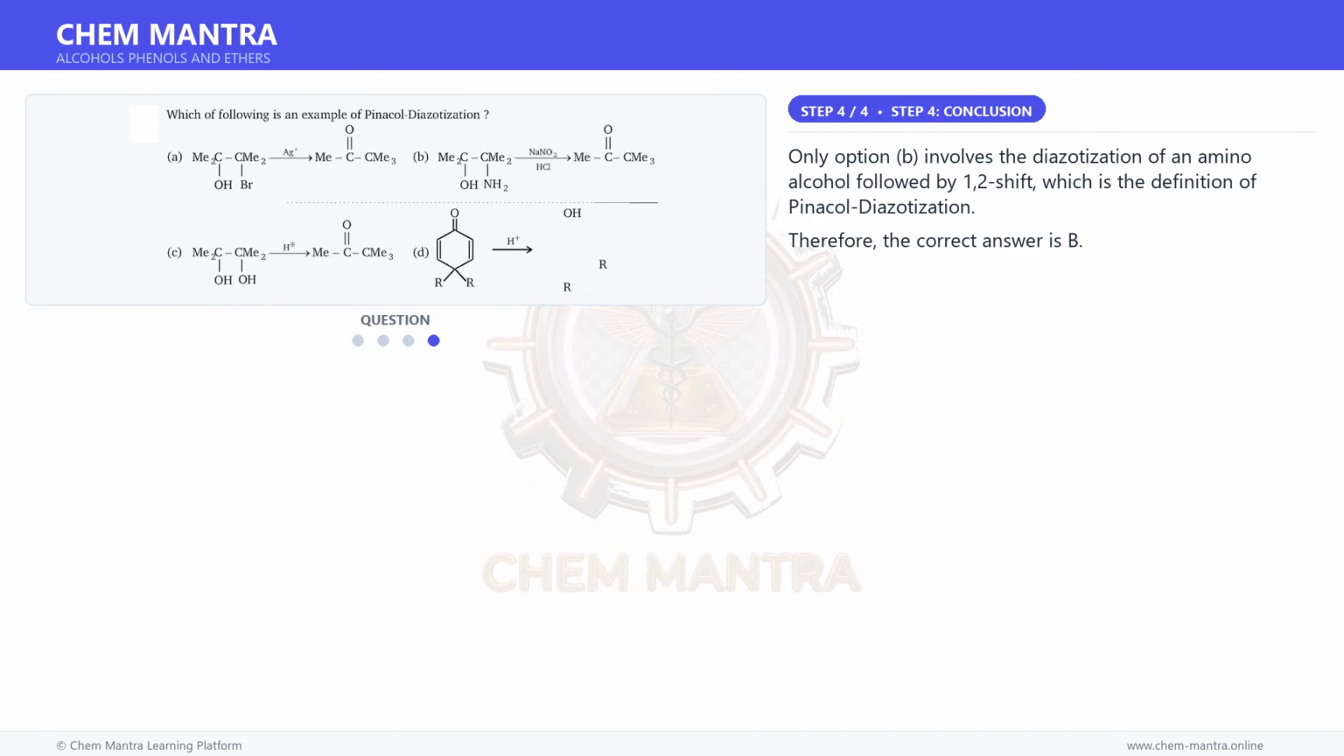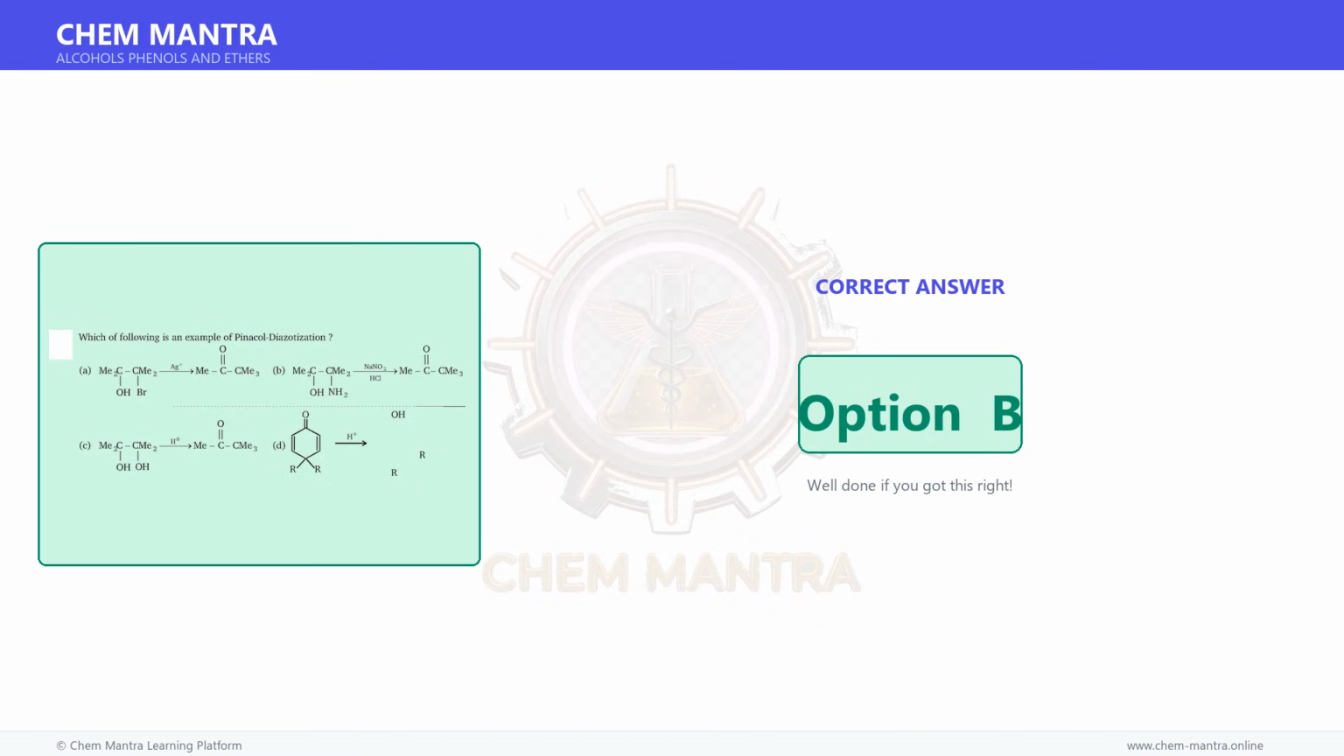And for the final step, only option B involves the diazotization of an amino alcohol followed by a 1,2 shift, which is the definition of Pinacol-Diazotization. Therefore, the correct answer is option B.